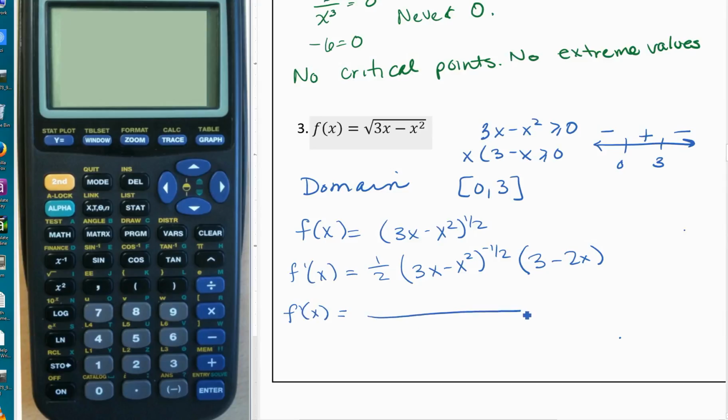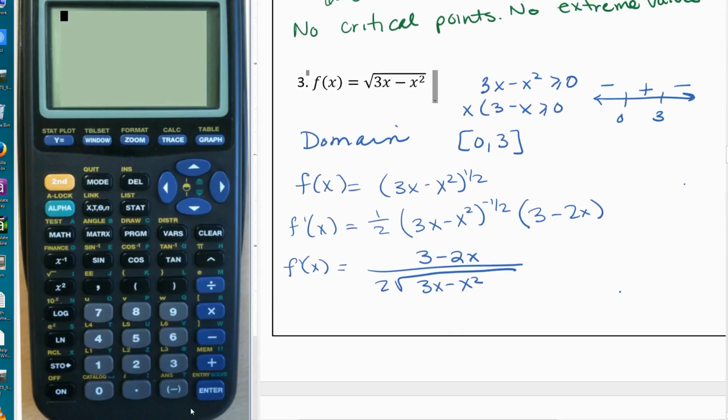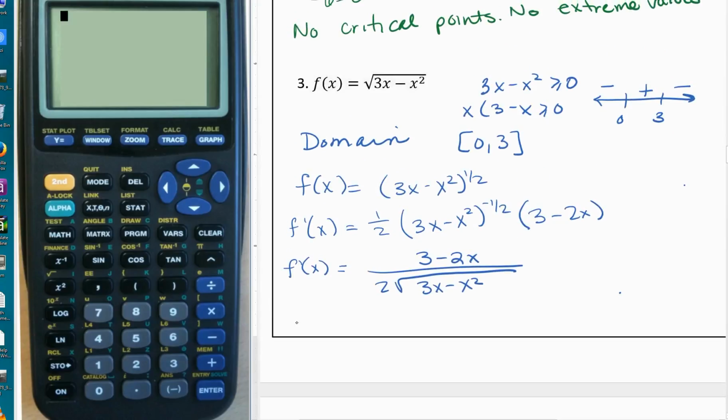So we're going to have 1 over 2. The -1/2 makes the square root of 3x minus x squared. And then we have 3 minus 2x. Now, we need to know where this is undefined and where it is 0. It's going to be undefined when the denominator equals 0. Now, 2 is never going to be 0. We've solved when this will be 0, and it'll be 0 at our two endpoints here, 0 and 3. So it's undefined at x equals 0 and x equals 3. So those will be two critical values.